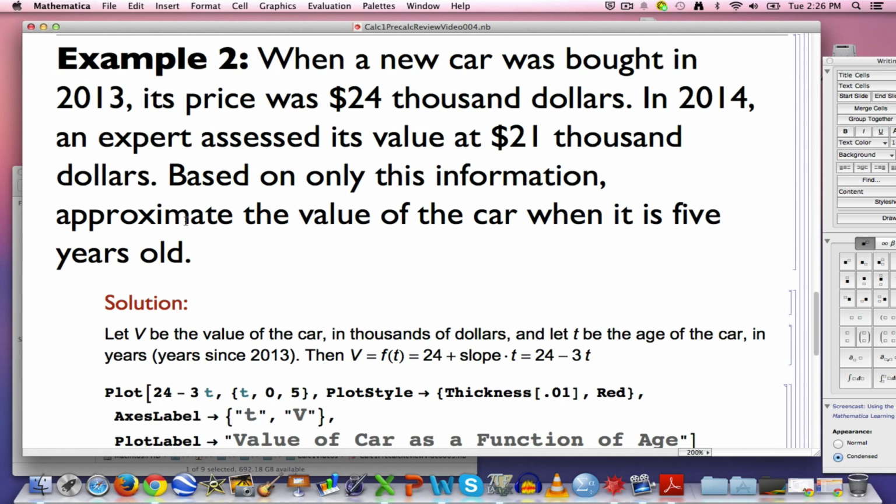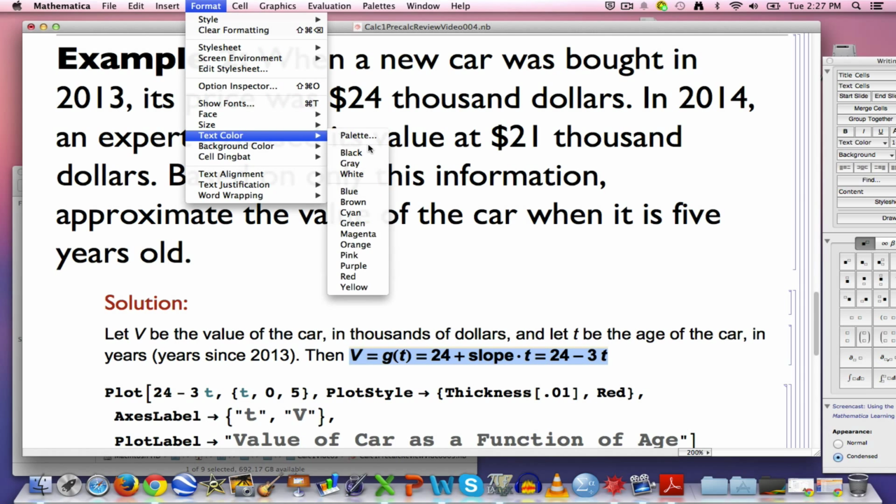Here is the depreciation example. New car is bought in 2013. The initial price is $24,000. 1 year later, its value has gone down. It has depreciated to $21,000. And here was the formula we got for this function. And by the way, I probably should name this function something different, like g, to distinguish it from the f that's above. So there's our formula for this situation.